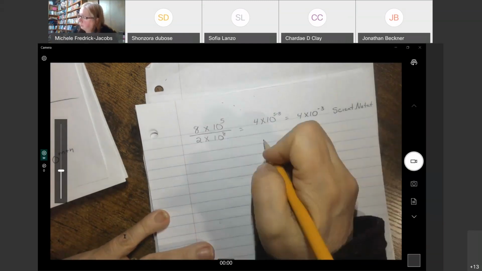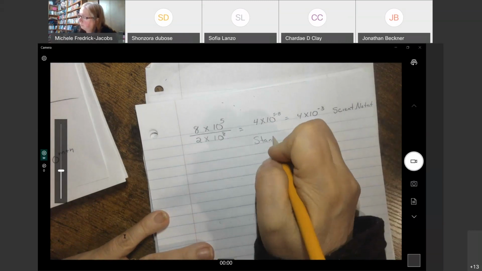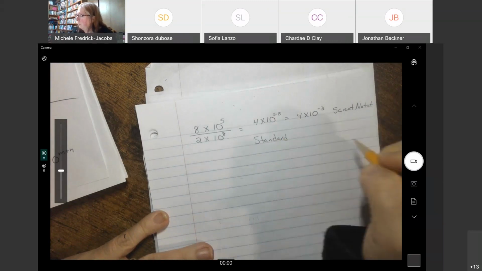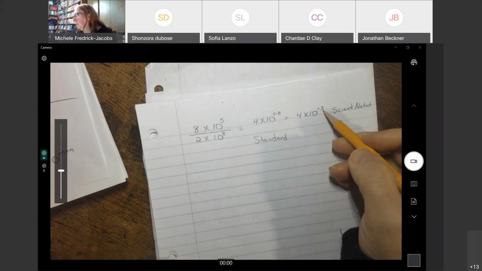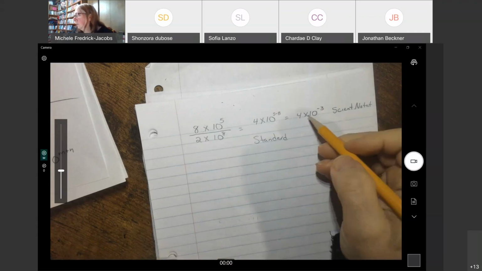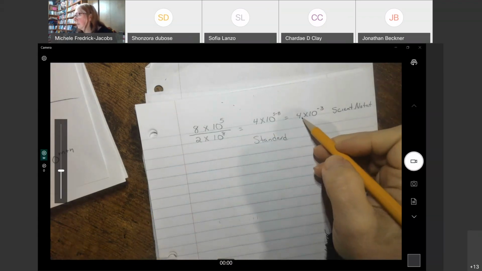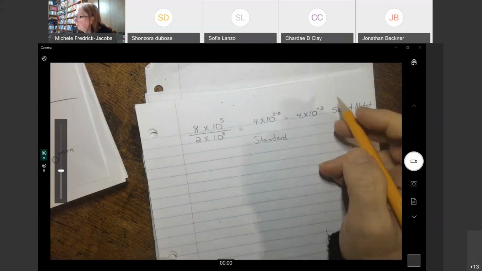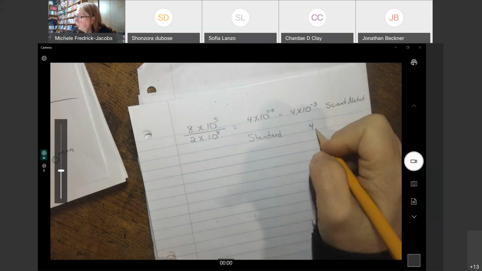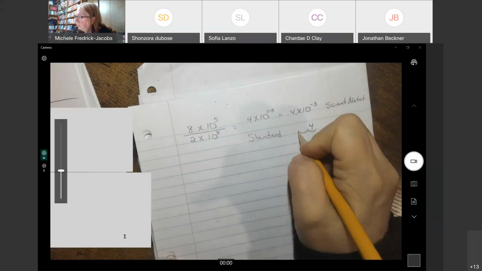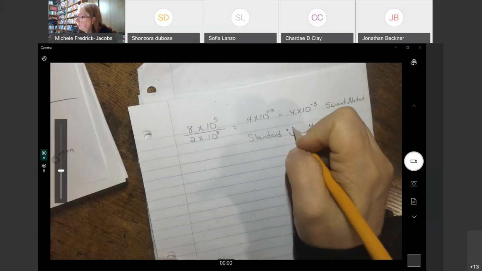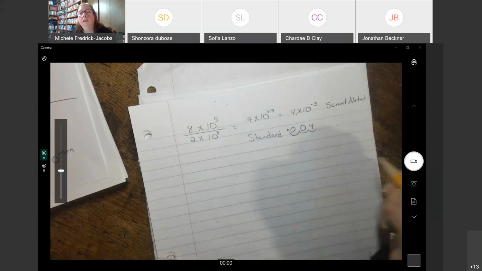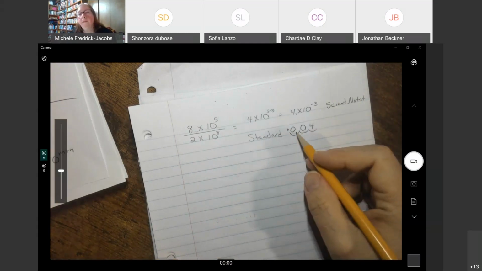In standard form, this is negative. So we start with our decimal and it needs to get smaller. So we move to the left 3. So we're starting here, 1, 2, 3. The standard form will be 0.004.